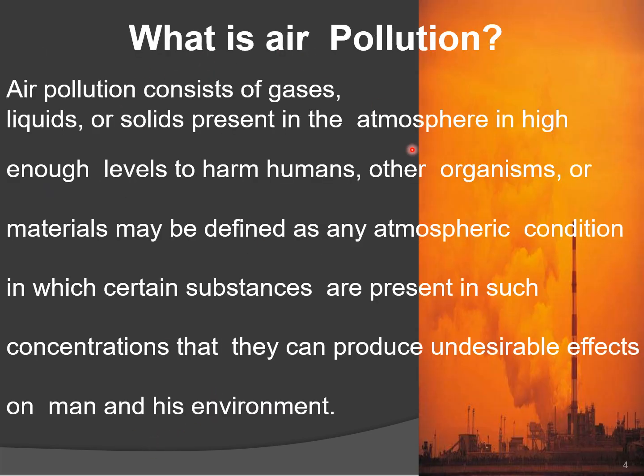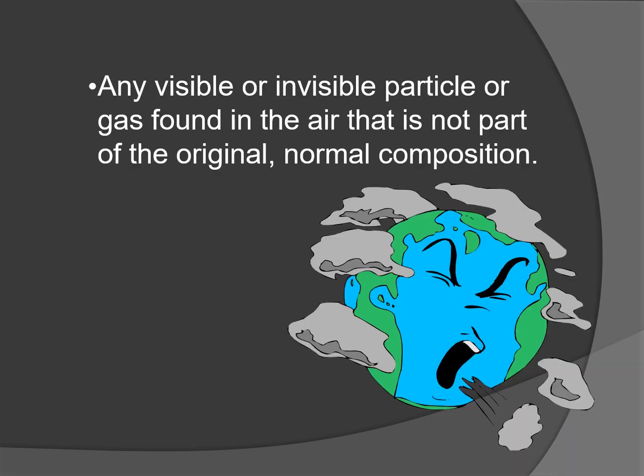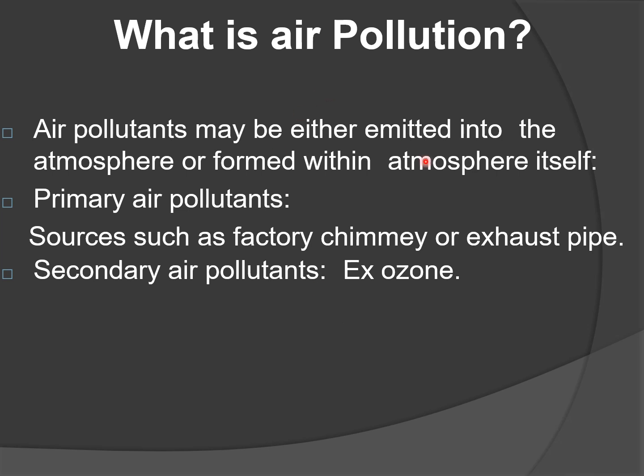So generally, air pollution consists of gases, liquids, or solids present in the atmosphere in high enough levels to harm humans, other organisms, or materials. It may be defined as any atmospheric condition in which certain substances are present in such concentration that they can produce undesirable effects on humans and their environment. So any invisible or visible particle or gas found in the air that is not part of the original normal composition.